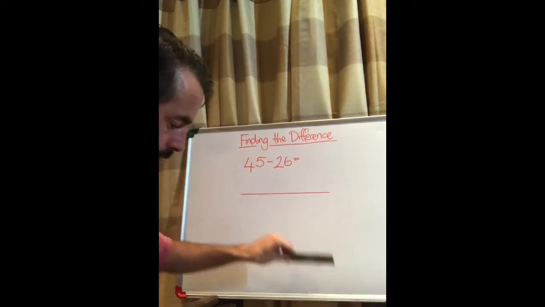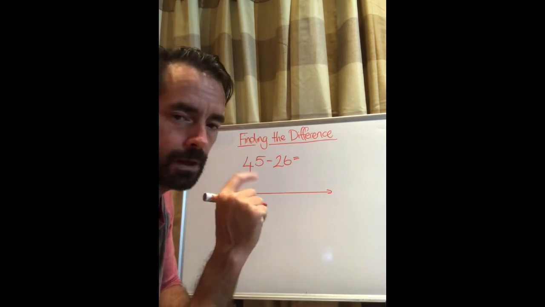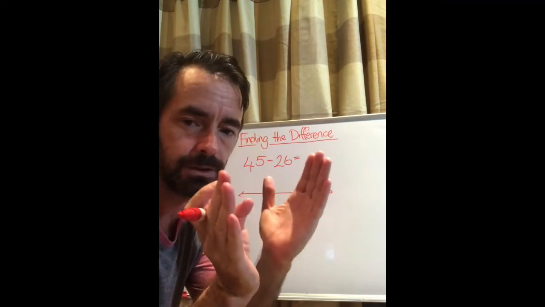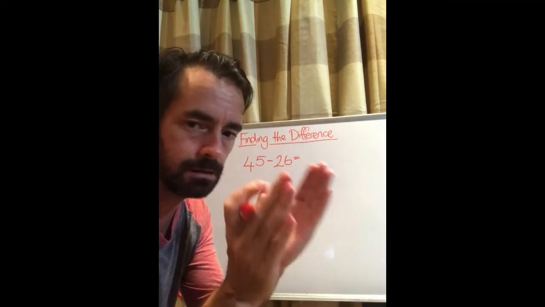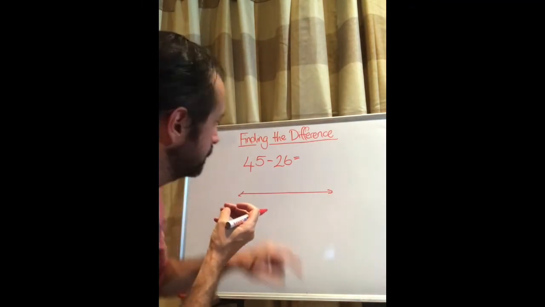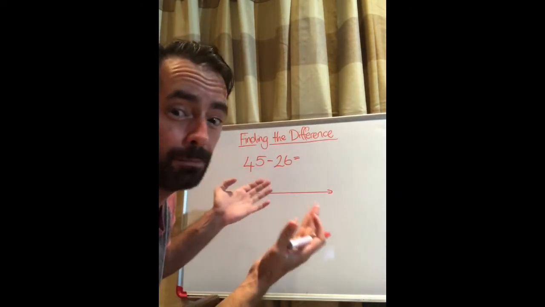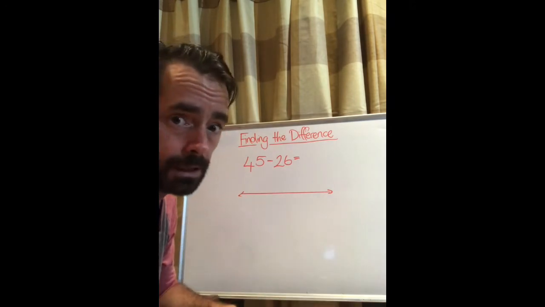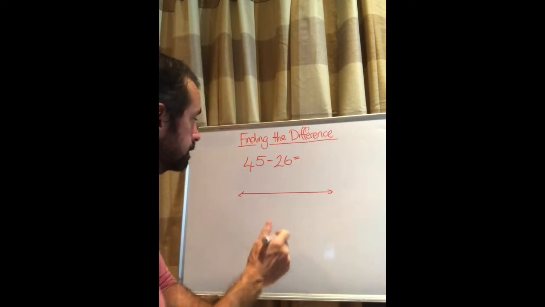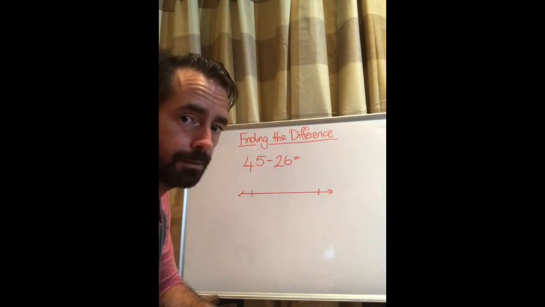There we go, a nice number line. Now, when we want to find the difference between two things, we need to see them both, don't we? When we want to find the difference between 45 and 26, then we need to put both of those values onto our number line, both of those numbers onto our number line, so that we can see the difference. So what I'm going to do is put both numbers on my number line.